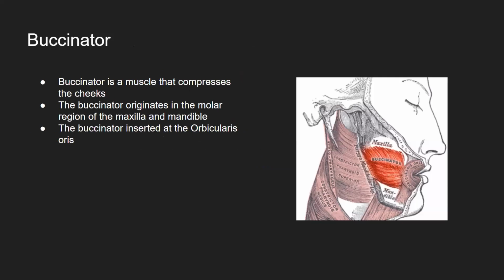So now moving on to muscles of facial expression. First we have the buccinator, which is a muscle that compresses the cheeks. The buccinator originates in the molar region of the maxilla and mandible, and it inserts at the orbicularis oris.